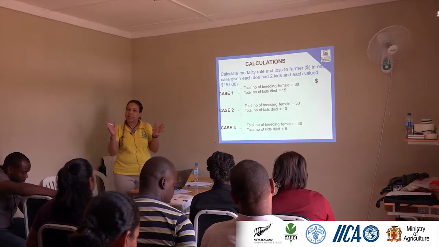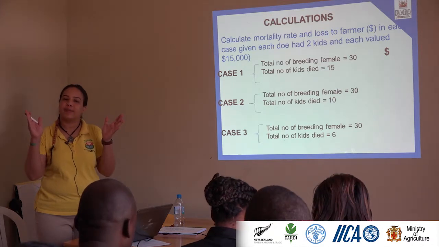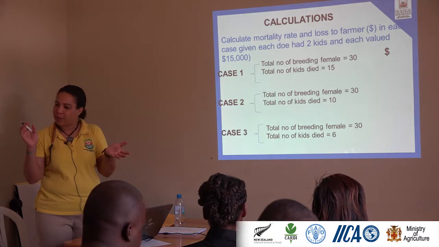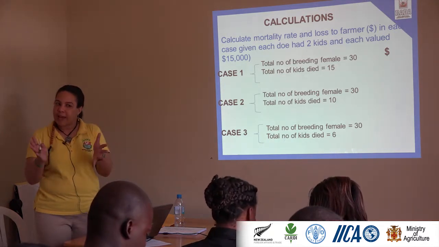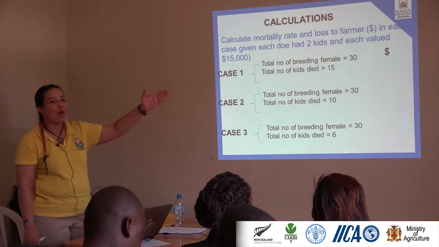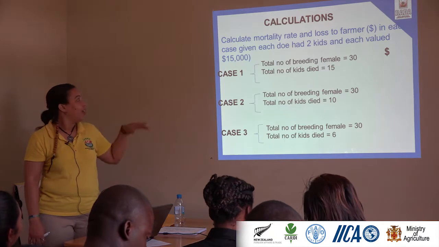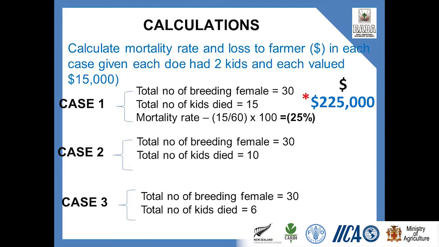What mortality rate did he have? 15 out of 60, times 100? That gives you how much? 25%. So how much money did he lose? Well, that's not the first thing I go to. $15,000 for each animal. So, exactly.